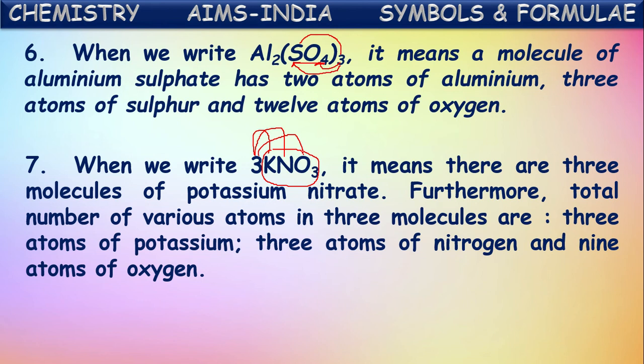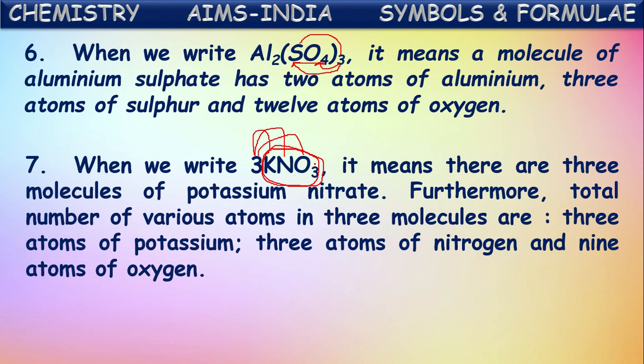So KNO3 represents one molecule of potassium nitrate, and the 3 mentioned before it represents 3 molecules of potassium nitrate. So now if we say the total number of atoms, the 3 written in front should be applicable for all the atoms. Now it becomes 3 potassium atoms, 3 nitrogen atoms, and 9 oxygen atoms.